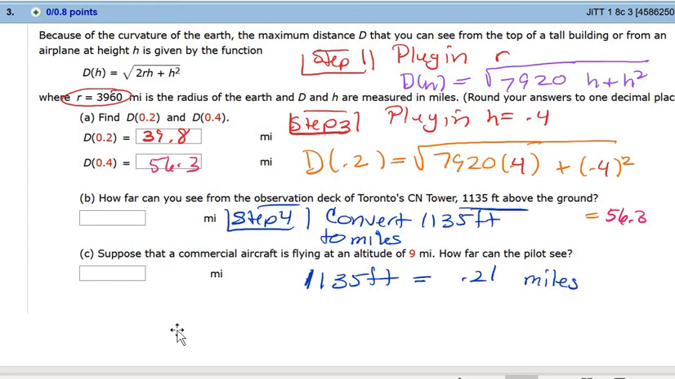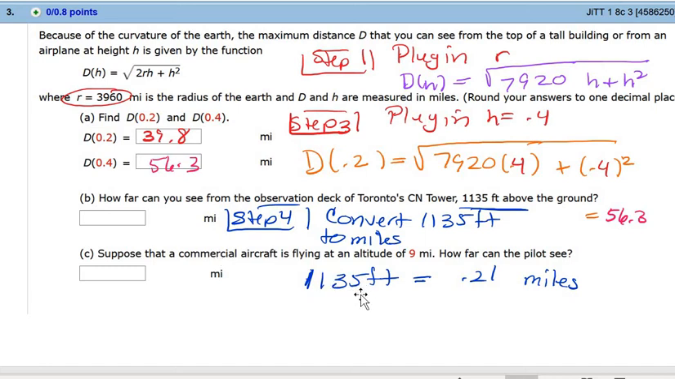Next step. Well, it's tricky, because they say, okay, you're 1,135 feet above the ground. Well, that's not in miles, and everything here was in miles. So, you know, one of the things that students told me in the past when I surveyed them of why do they hate math, because they feel like we are trying to trick them. Yeah, it feels a little bit like that.